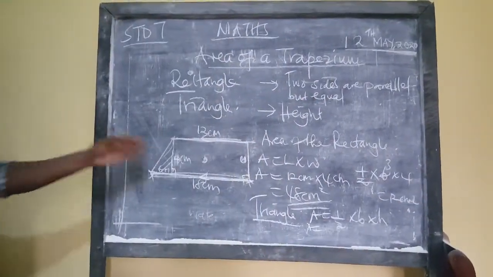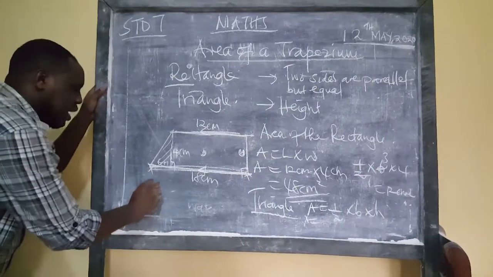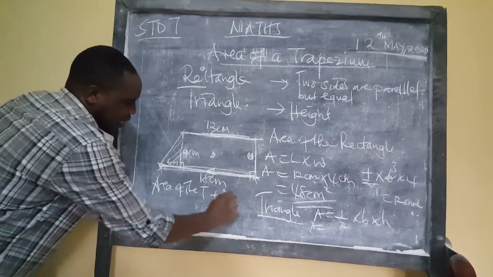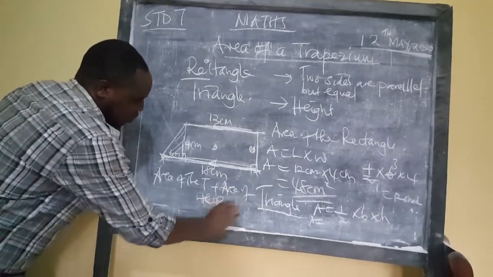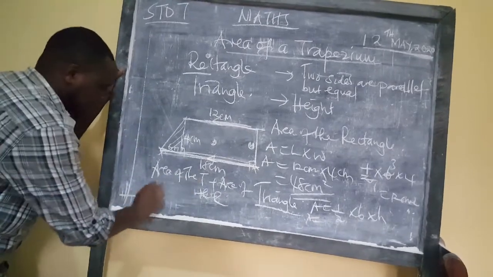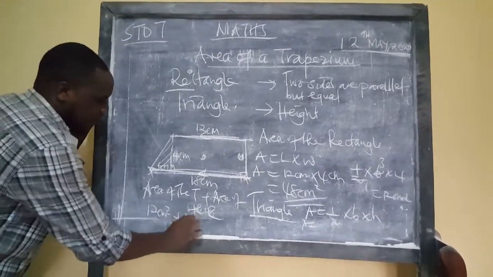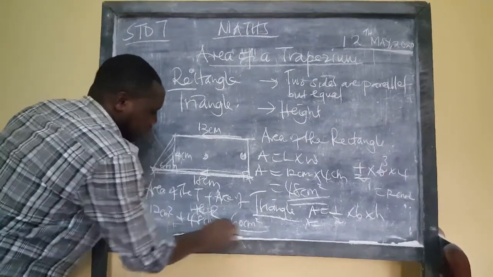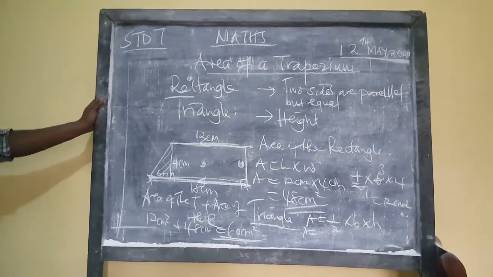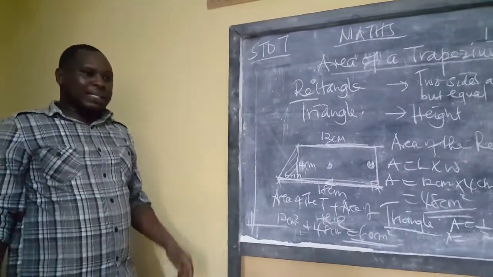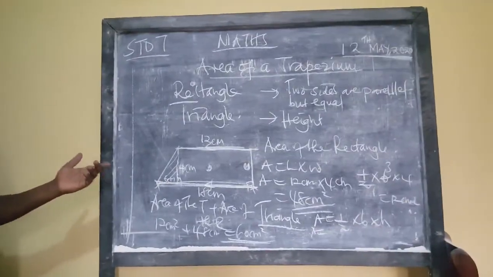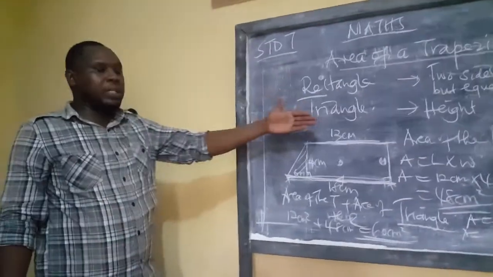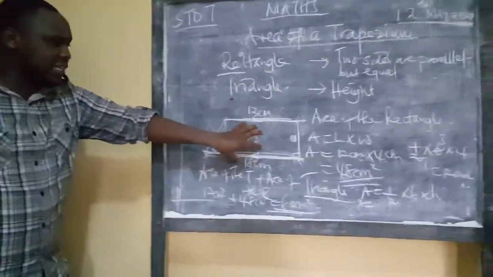So the total area of this trapezium is going to be the area of the triangle plus the area of the rectangle. The area of the triangle is 12 centimeters squared plus the area of the rectangle, which is 48, and this gives you 60 centimeters squared. So that's how you can do that. But Lana, there's another way of doing this question. Instead of getting the area of the rectangle and adding it to the area of the triangle, we can calculate this as a whole.